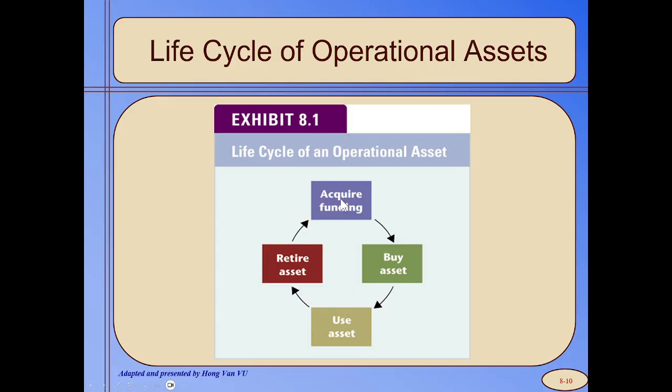The life cycle of any operational asset begins with acquiring the funds necessary to purchase that asset. Next, we purchase the asset, being sure we include all of the appropriate costs in the cost of the asset. After acquisition, we use the asset and begin the process of depreciating it. Finally, for any number of reasons, we may elect to retire the asset. The cycle starts over again.